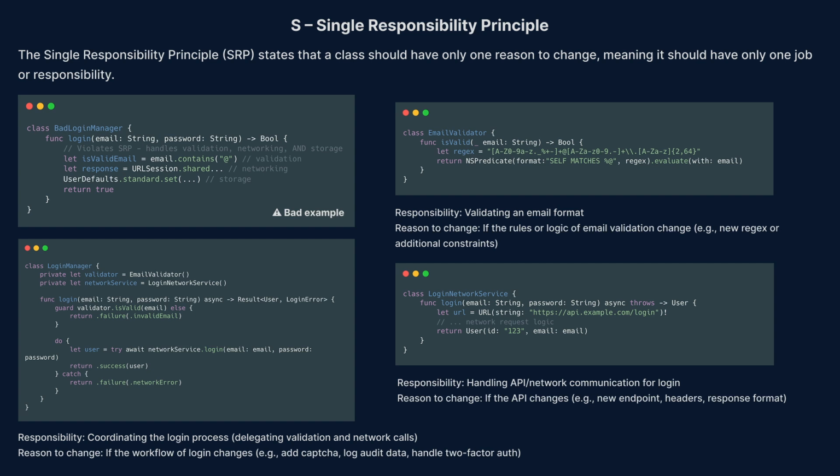A poorly designed bad login manager often violates SRP by handling multiple concerns, such as validating input, making API calls, and storing user data, all within a single method. To follow SRP properly, each of these responsibilities should be split into separate components: an email validator for input validation, a login service for handling authentication requests, and a login manager for coordinating the overall login process. This separation makes the codebase more modular, easier to maintain, and simpler to test.